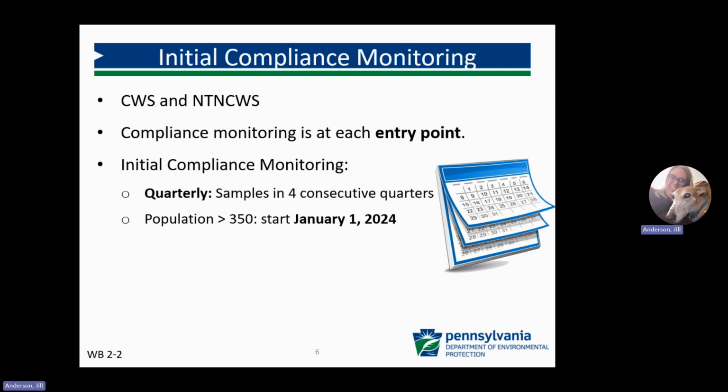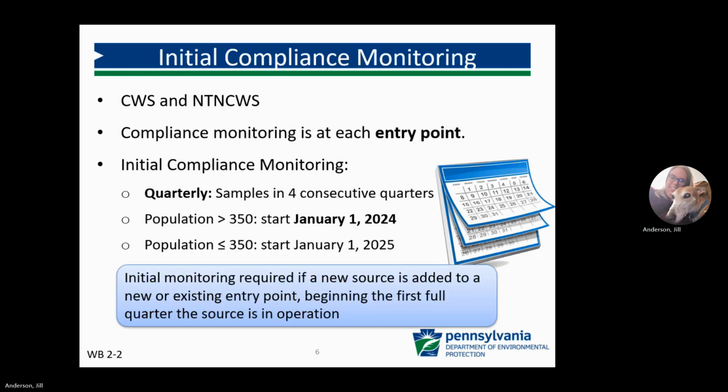Initial monitoring will consist of samples in 4 consecutive quarters. Systems serving a population of more than 350 will begin monitoring in the first quarter of 2024. And systems serving a population of 350 or fewer will begin monitoring in the first quarter of 2025. Initial monitoring is required if a new source is added to a new or existing entry point beginning the first full quarter the source is in operation.